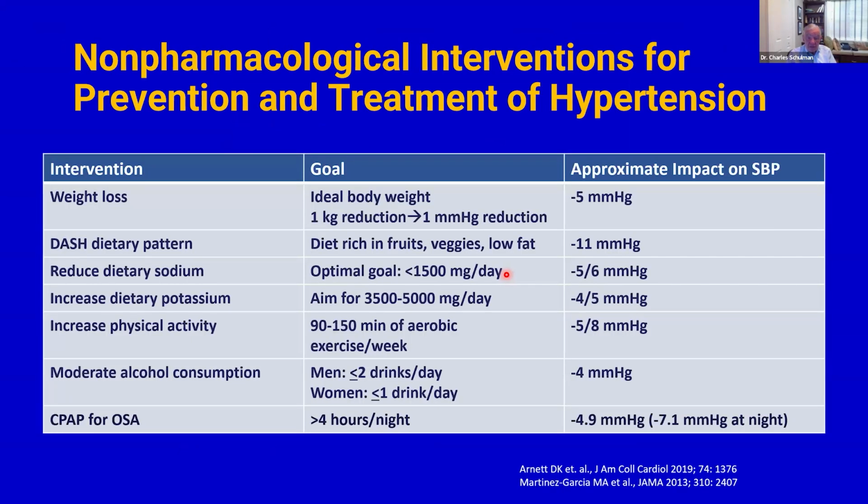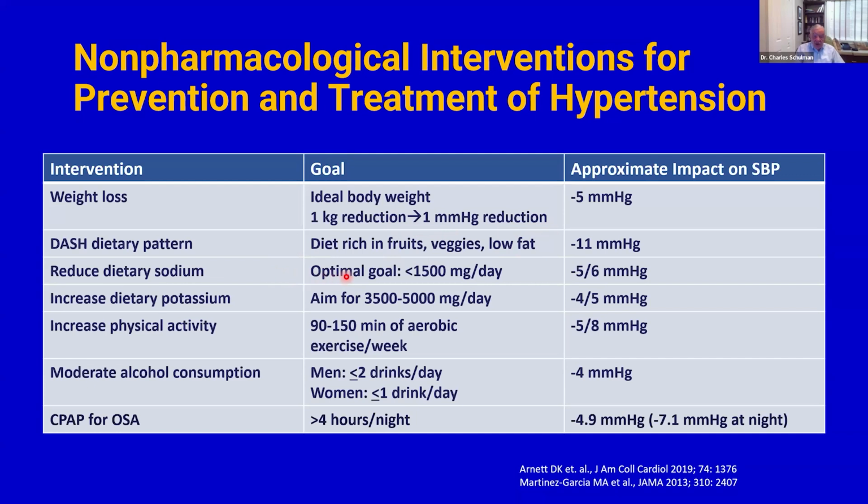Now, turning to treatment, there are a number of non-pharmacologic interventions for the prevention and treatment of hypertension, and we should all be talking to our patients about these. Weight loss, for example, the goal is ideal body weight. For every kilogram of weight reduction, there's about a millimeter of blood pressure reduction. The DASH dietary pattern, or the Mediterranean dietary pattern, which includes fruits, vegetables, and is relatively low in fat.